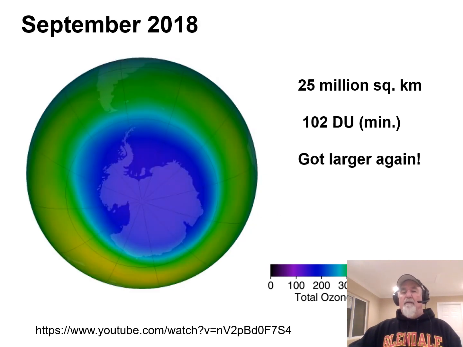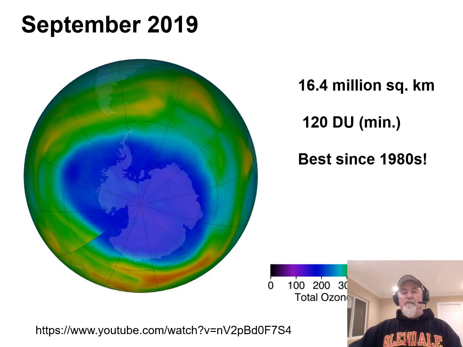2018, well, it got a little bit larger again, but the Dobson units were still not as bad as 2006. 2019, 16.4 million square kilometers. It was the best since the 1980s, and we have better Dobson unit readings here. So I think most scientists would agree that the trend is looking pretty good for the repairing of the ozone hole in the Antarctic, and that shows that we can collectively do something when we all put our heads to it and make it our common goal. Maybe climate change will be the next thing on our list.